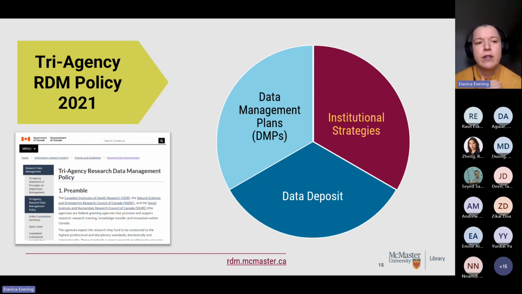they arise. So in March 2021, the tri-agencies, so SSHRC, CIHR, and NSERC, released a research data management policy to advance Canadian research excellence. The policy has three areas of interest. So the first is institutional strategies. We've developed ours here at McMaster. And then that's for universities, for researchers, they're looking at data management plans and data deposit.